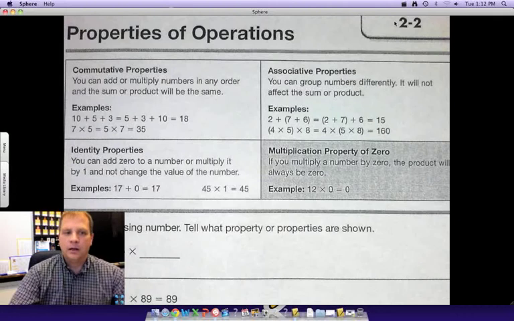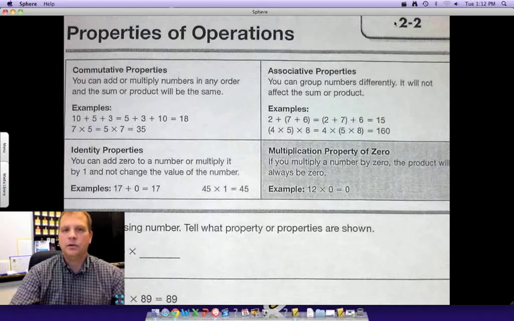The commutative property is the property that states you can add or multiply numbers in any order and the sum or product will be the same. The key is where the equal sign is located. To the left of the equal sign in the example, you have 10 plus 5 plus 3. It is the same as 5 plus 3 plus 10. It does not change the sum of 18. Whichever digit you put first, second, or third, your sum is still going to be 18.